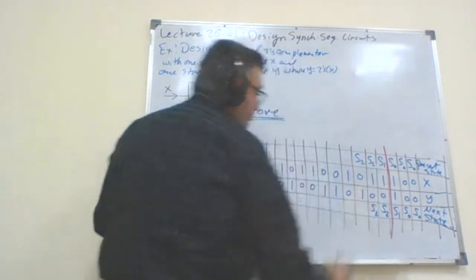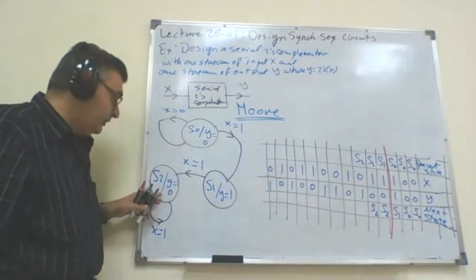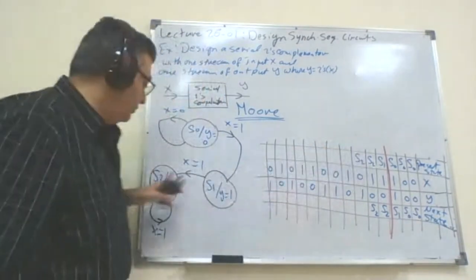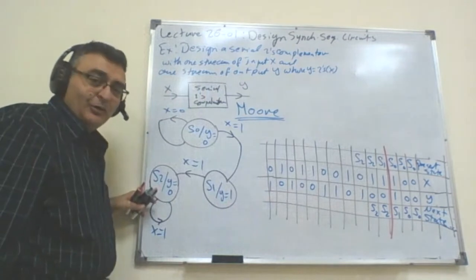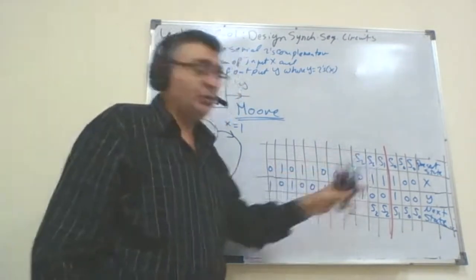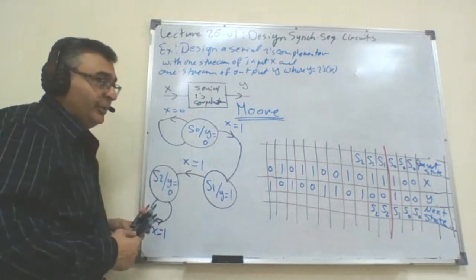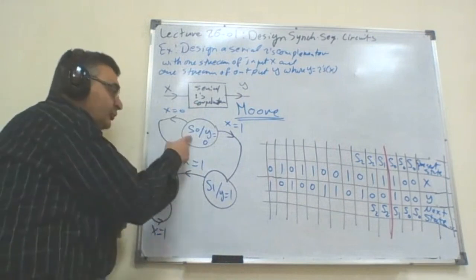And I will produce the correct output, which is equal to 0. Now I am in S2. I have a second arrow, which is X equals 0. Agree? So this means a new arrow. Where to go? Back to S0? No.